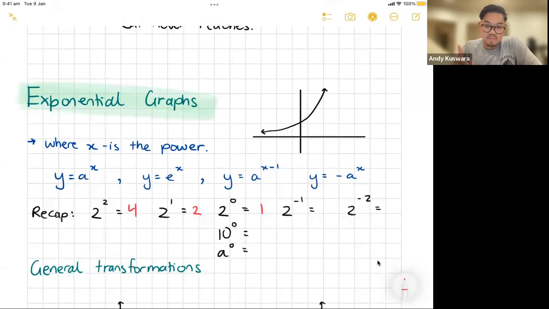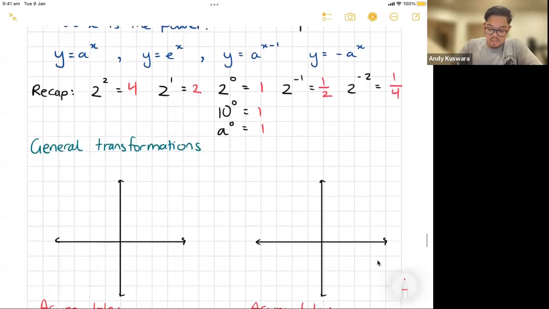Now 2 to the negative 1. A lot of my people have been saying negative 2. It is not negative 2. It is actually 1 on 2. And 2 to the negative 2 is 1 on 4. So just remember that anything to the power of 0 is 1. And whenever you take a power, generally you don't treat it like a multiply. It doesn't necessarily make things negative.